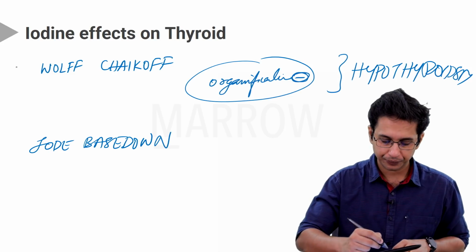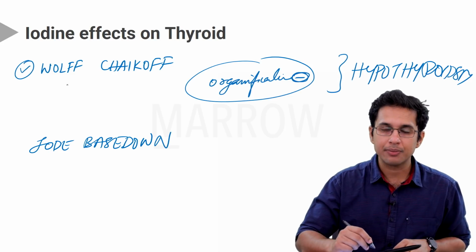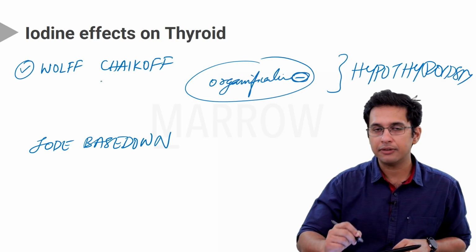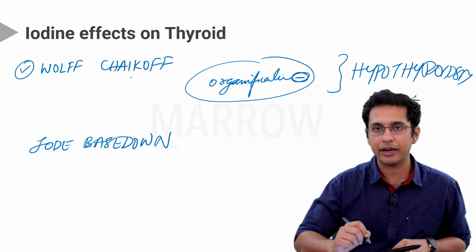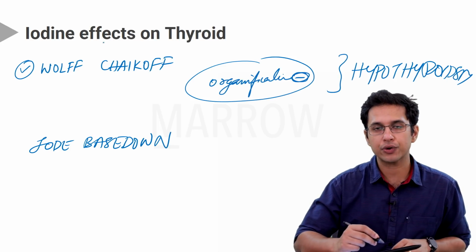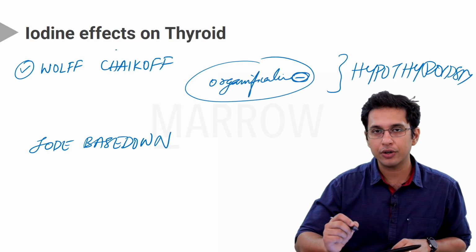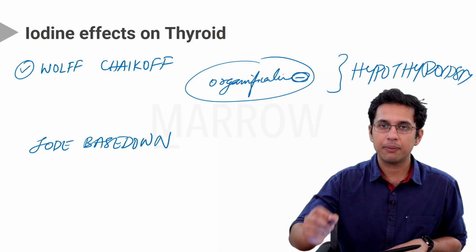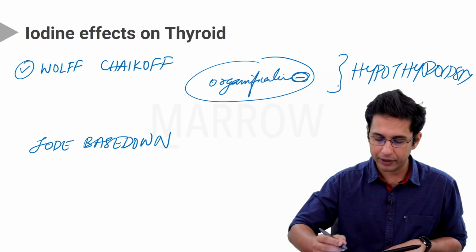Point number 1. We will use this mechanism in treating hyperthyroidism. For example, if there is a thyroid storm, you will give potassium iodide. Before a thyroid surgery, you will give potassium iodide. We will all use this. In neonatal thyrotoxicosis, we will use this mechanism to treat. So basically, you give iodine to treat hyperthyroidism, resulting in hypothyroidism.